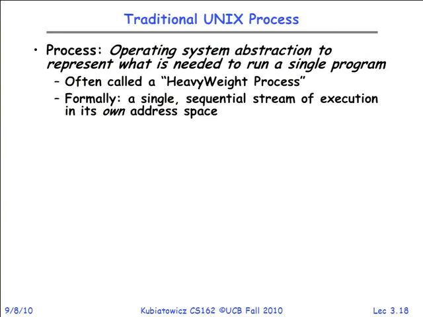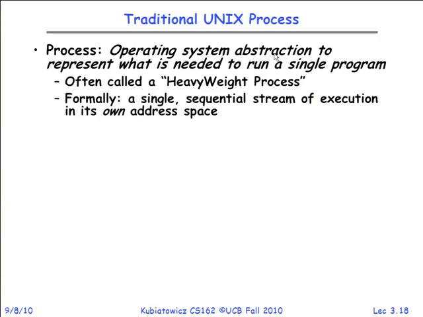We're going to start with the traditional old school Unix version. It's basically an operating system abstraction to represent what's needed to run a single program. You'll find that right in your book. What I'm going to describe right now is often called a heavyweight process, and the reason for that is what you'll see in a moment. But formally, it's a single sequential stream of execution in its own address space. So a single thread running in its own address space gives us a process.